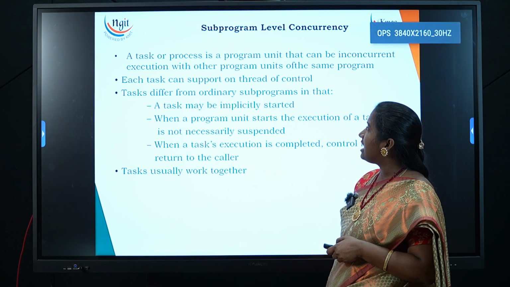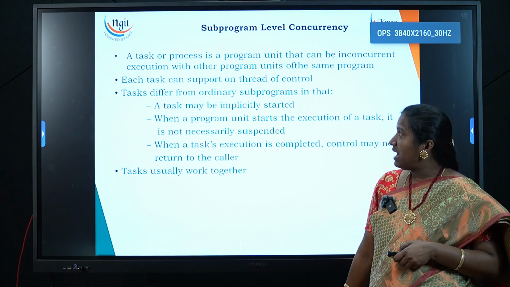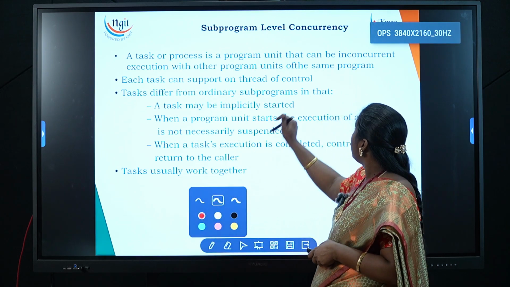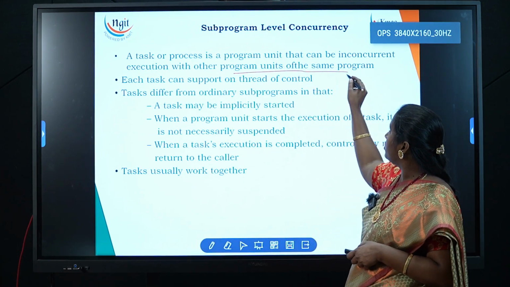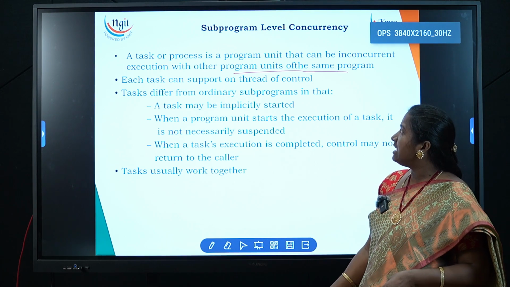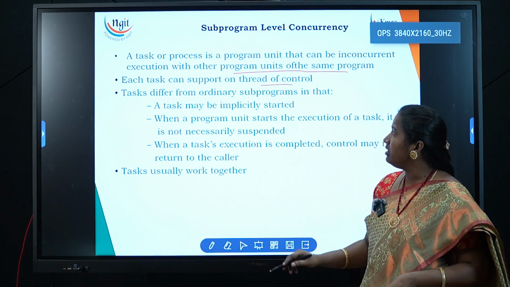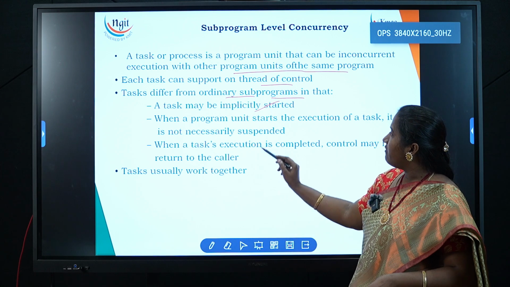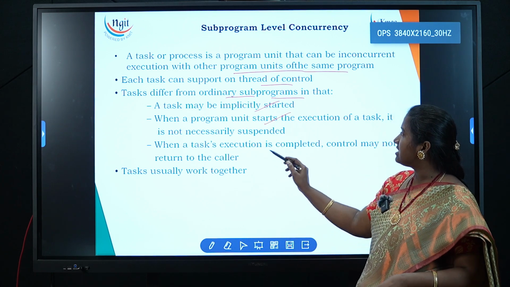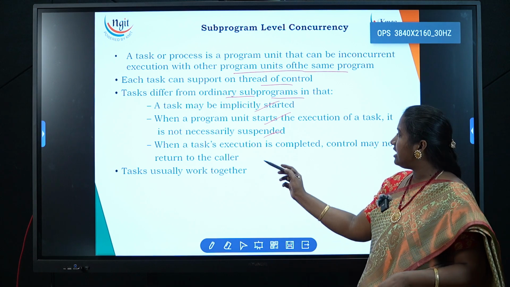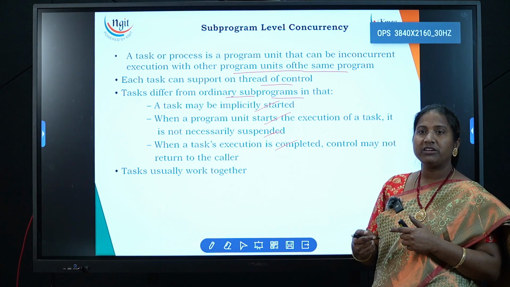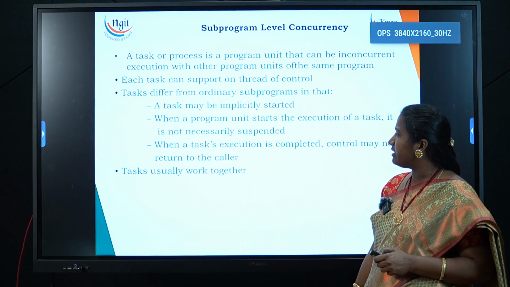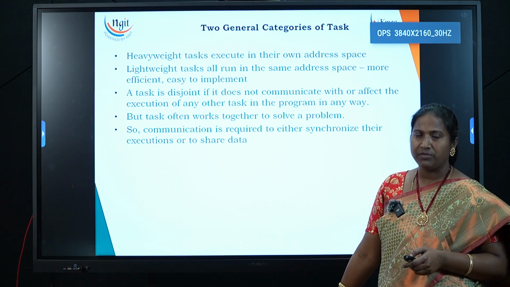Now let's understand what a task is. A task or process is a program unit that can be in concurrent execution with other program units of the same program. Each task can support one thread of control. A task differs from ordinary subprograms in that a task may be implicitly started. When a program unit starts the execution of a task, it is not necessarily suspended. When a task's execution is completed, control may not be returned to the caller. So tasks usually work together. Generally, it's a process which is being executed in the program.